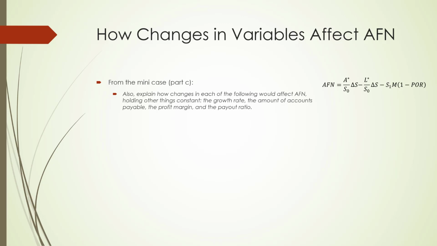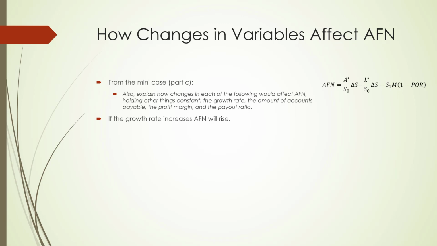So if the growth rate increases, that's going to increase delta S, that's the change in sales, and it's also going to increase our sales for next year. The key here to understanding this is that assets as a percentage of sales, that capital intensity, is bigger than the liabilities as a percentage of sales or the change in retained earnings. So the growth is going to increase the amount of assets needed more than it's going to increase the spontaneous liabilities or the retained earnings. So if the growth rate goes up, we would expect that AFN would rise.